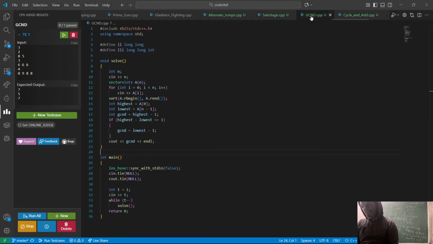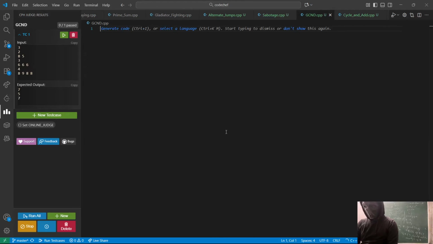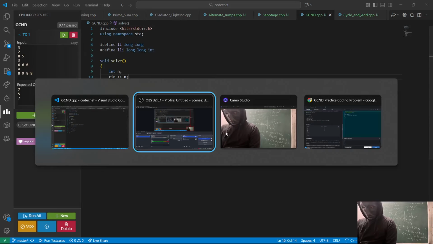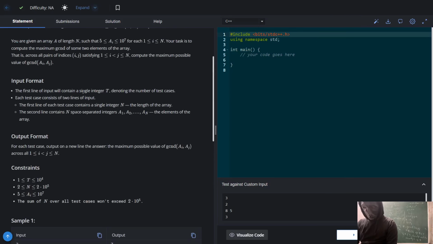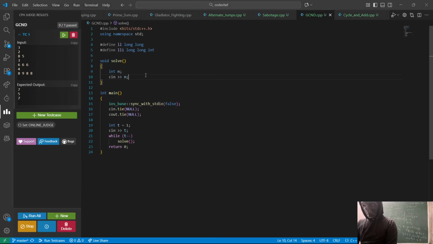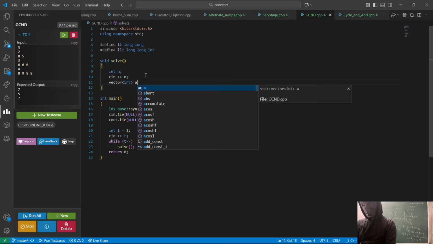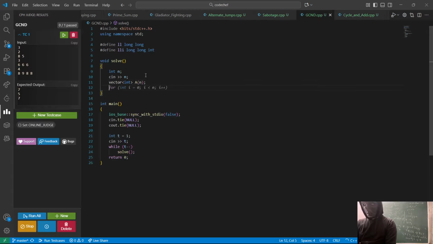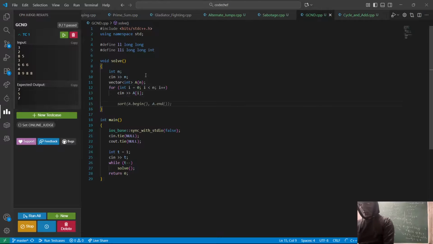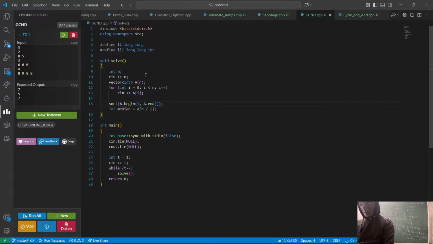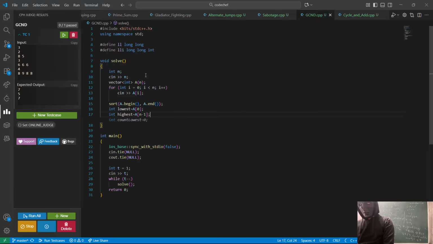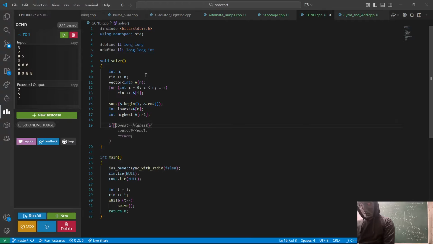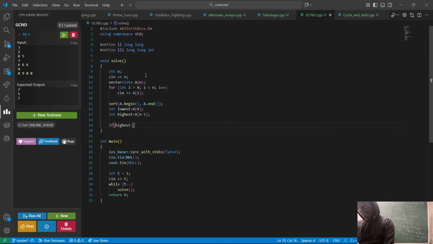Let's try to solve this. So we have test cases, we have n, so we'll be taking the elements, and as I said we need to sort this. Now your lowest will be index 0, since we are sorting in increasing order, and your highest will be n minus 1, right? Now what you need to do, as I showed you, is find the highest minus lowest.